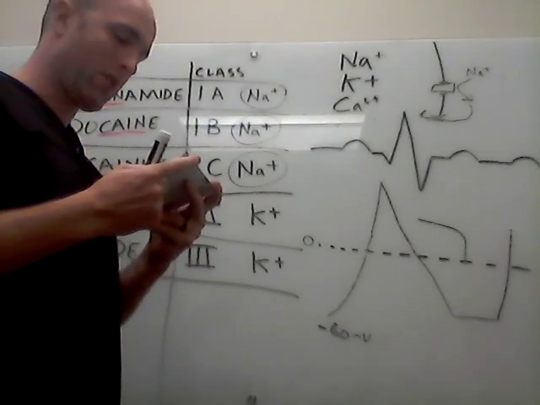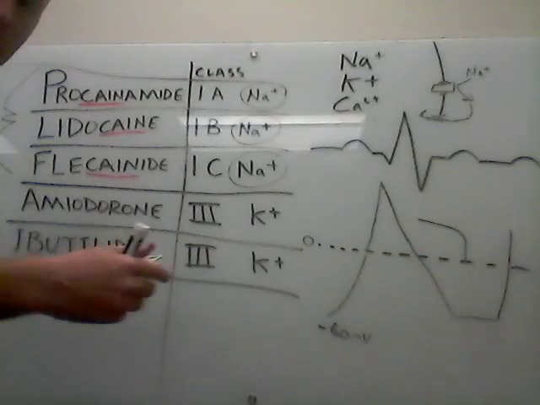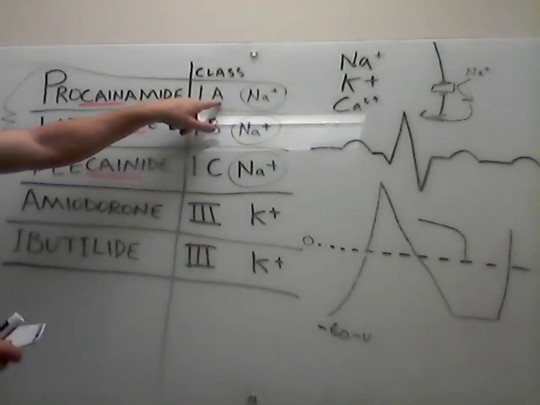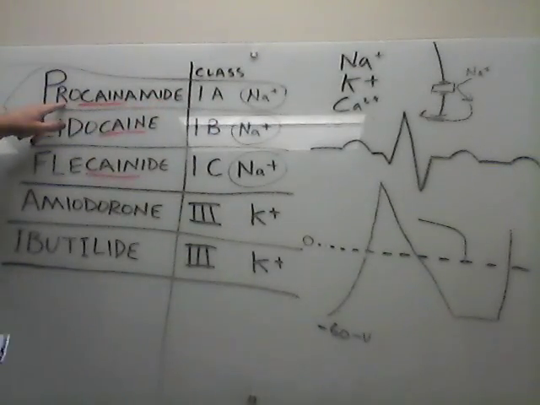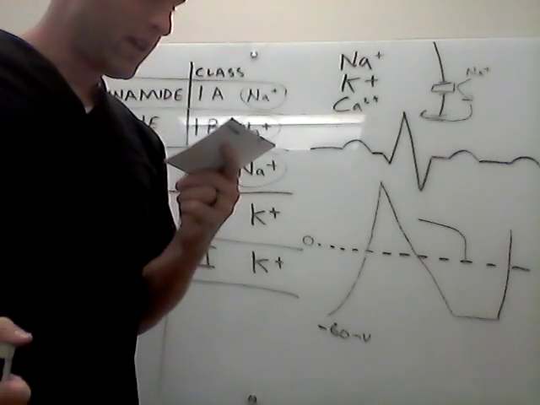Okay, so it's an antiarrhythmic. I'll read a little bit more about it here. So it's a class 1A. Maybe you can remember 1A because A is the beginning of the alphabet and pro is number 1. So pro and A, number 1. So I'll just read what it says.